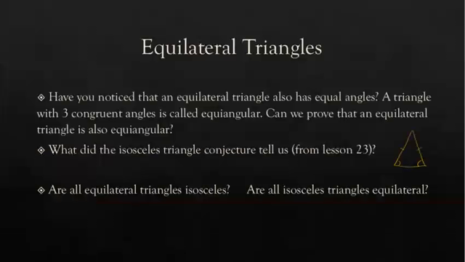So are all equilateral triangles isosceles triangles? Yes, our definition of an isosceles triangle is at least two sides the same length. So an equilateral triangle has three sides the same length. All equilateral triangles will be isosceles. Are all isosceles triangles equilateral? No, isosceles triangles only have to have two. Equilateral triangles have to have three of the same length sides. So not all isosceles triangles are equilateral.